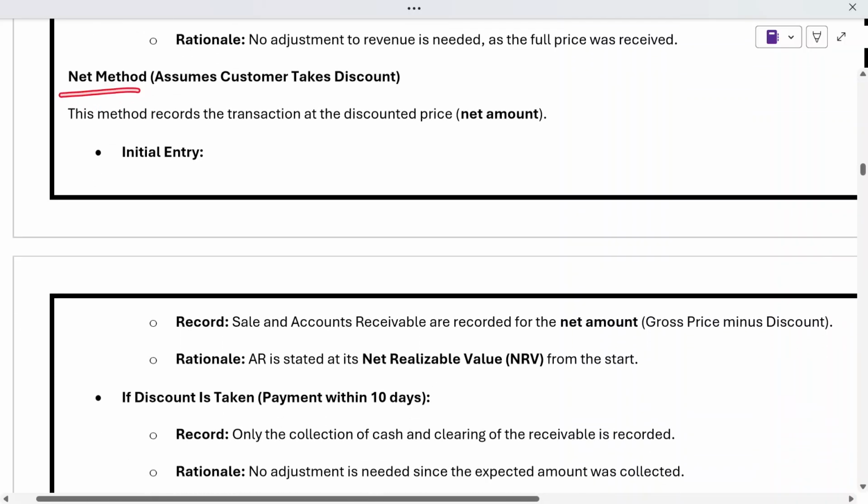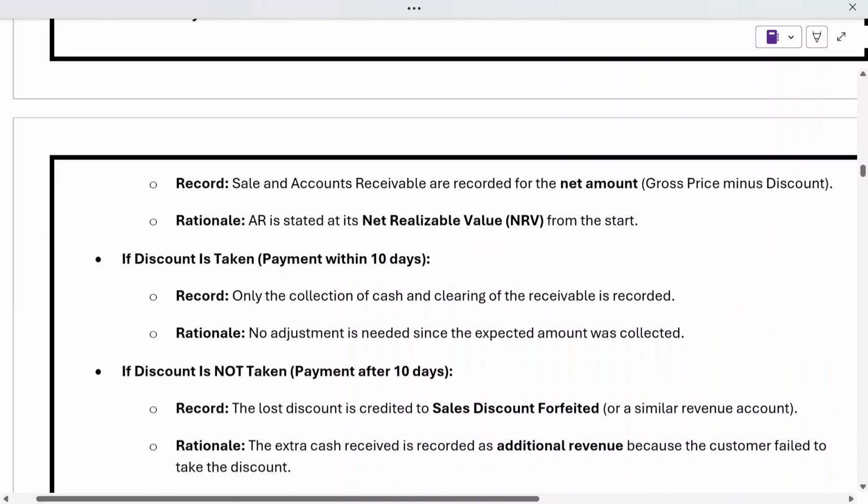In the net method, what we assume is that the customer is taking the discount, so the recording is being done at a net amount. Let's see the initial entry. So in the net case we knew that the customer will be paying $980. So the sale and accounts receivable are recorded at the net amount, which is gross minus discount. And the rationale for that is AR is stated at its net realizable value from the start. It's like NRV is being taken.